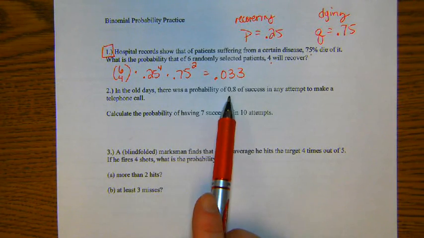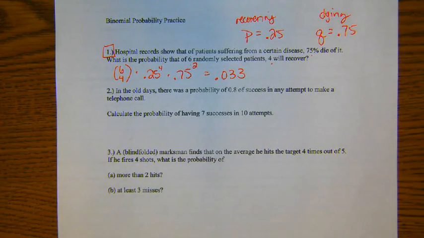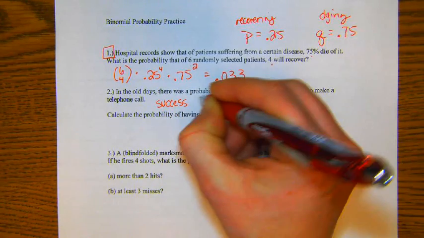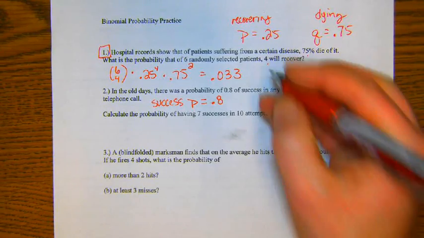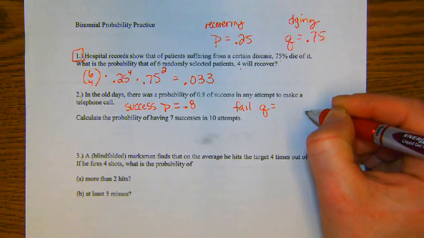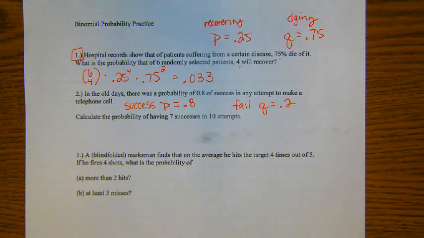There was a probability of 0.8 of success in any attempt to make a telephone call, okay? So I'm going to write the probability of a success. I'm going to call that my P here. Successful call is 0.8. The probability that the call will fail or not go through then would be what? 0.2. Good. Says calculate the probability of having 7 successes in 10 attempts. Okay, so what is N?